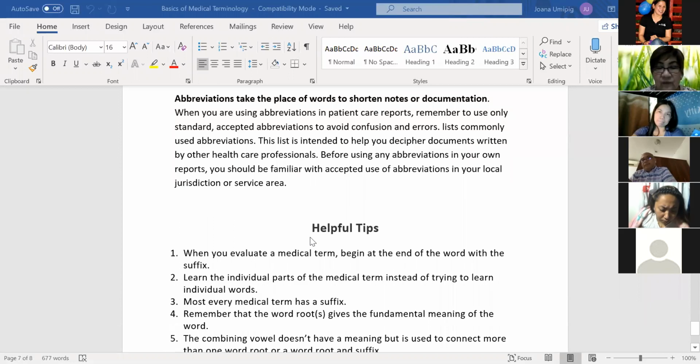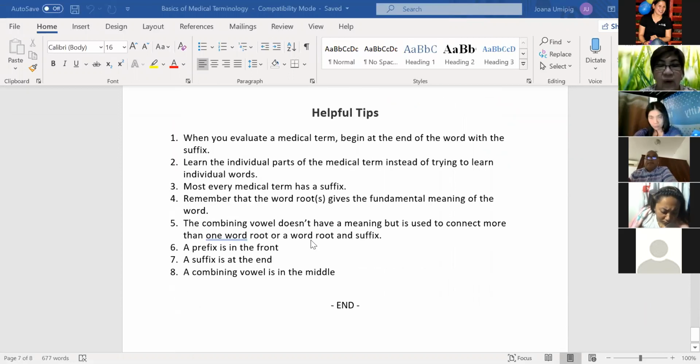So we go with the helpful tips. When you evaluate a medical term, begin at the end of the word with the suffix. Okay? So let's remember, at the end of the word is the suffix, as it is called. So learn the individual parts of the medical term instead of trying to learn individual words. The parts of the medical term, those are our root words. Most every medical term has a suffix. So the suffix is at the end of a term or a medical name.